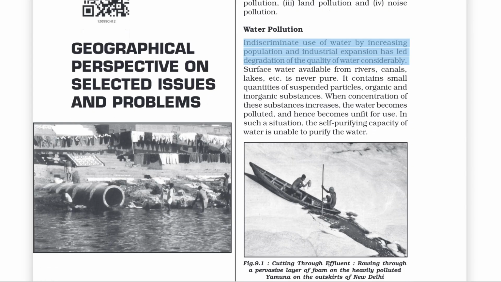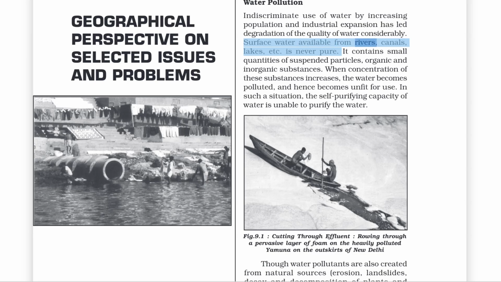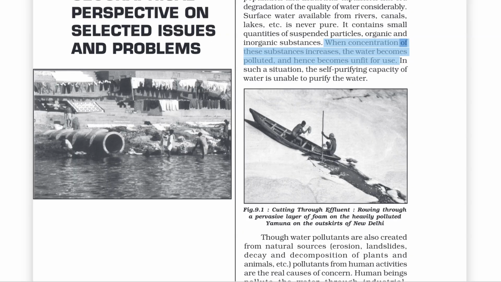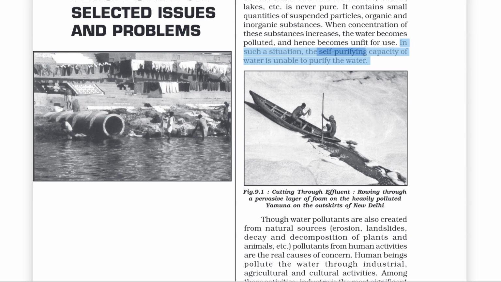Water pollution. Indiscriminate use of water by increasing population and industrial expansion has led to degradation of the quality of water considerably. Surface water available from rivers, canals, lakes, etc. is never pure. It contains small quantities of suspended particles, organic and inorganic substances. When concentration of these substances increases, the water becomes polluted and hence becomes unfit for use. In such a situation, the self-purifying capacity of water is unable to purify the water.